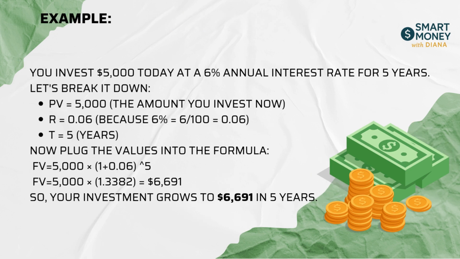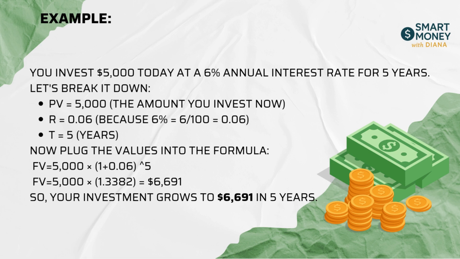Example, you invest $5,000 today at a 6% annual interest rate for 5 years. Let's break it down. PV equals 5,000, the amount you invest now. R equals 0.06 because 6% equals 6 over 100 equals 0.06. T equals 5, which is years. Now plug the values into the formula. FV equals 5,000 times (1 plus 0.06) to the power 5.